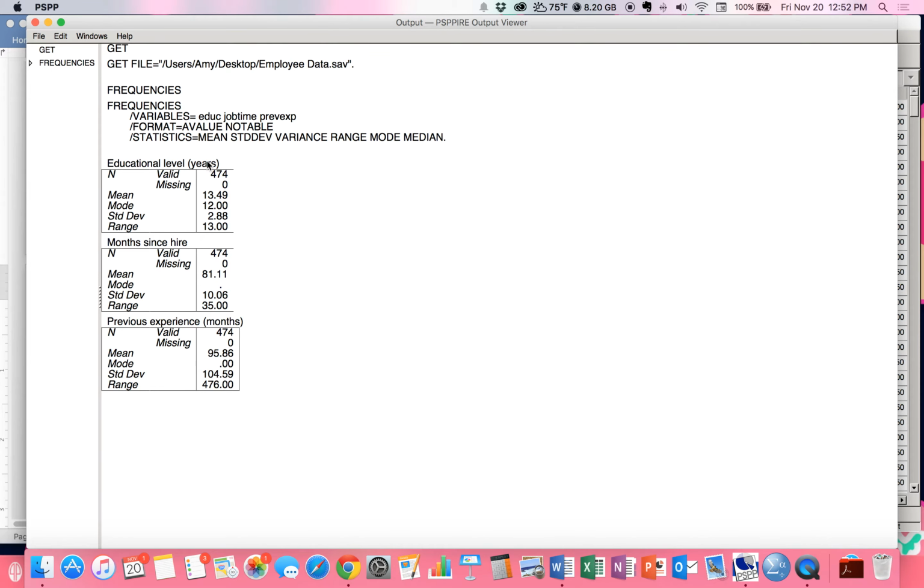Oh, it's in years. So years would be ratio level of measurement. So months since hire, months would be ratio as well, and this one's in months as well. So we're good. We've got a high level of measurement here. So it tells me first thing in each one, what's my N? How many people do I have in my sample?